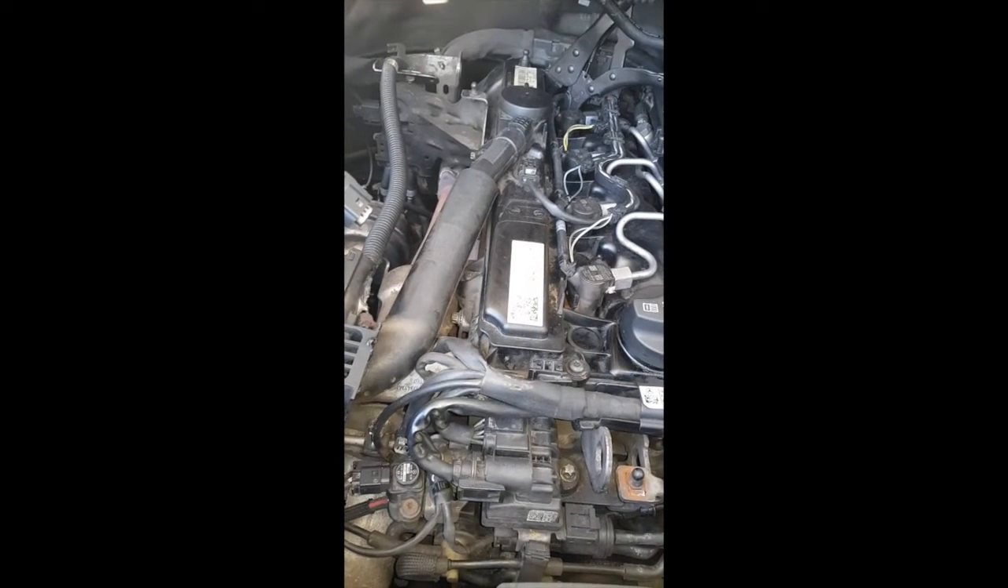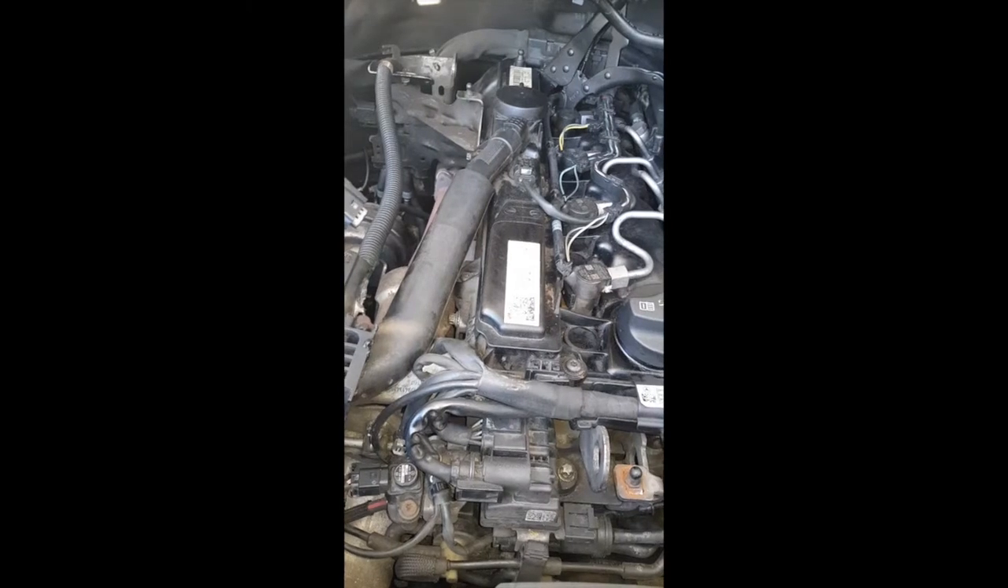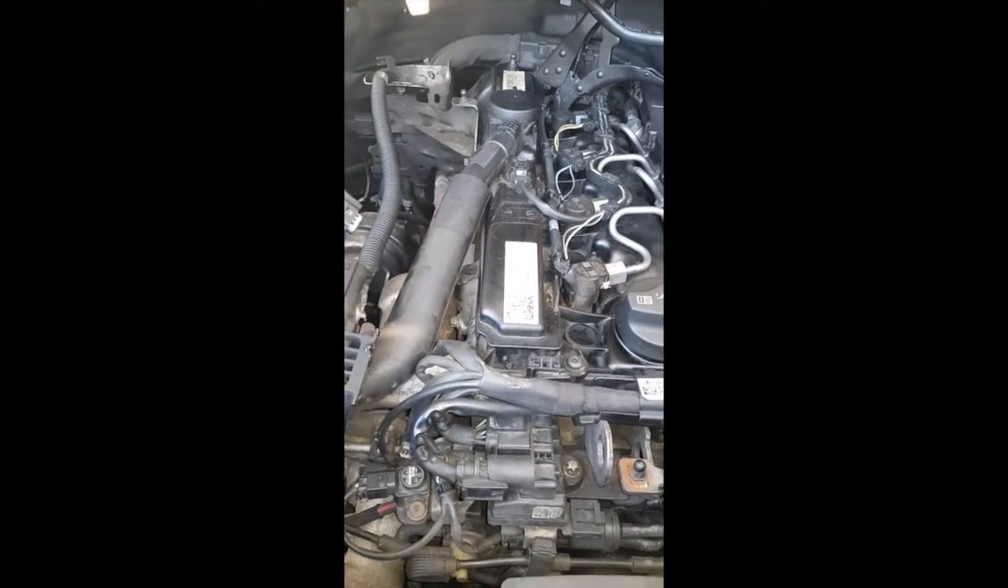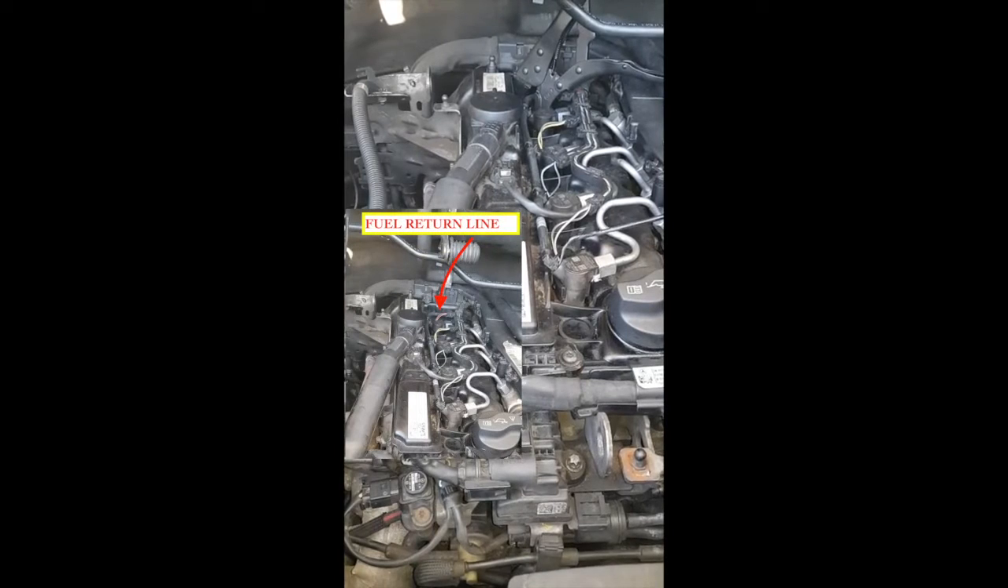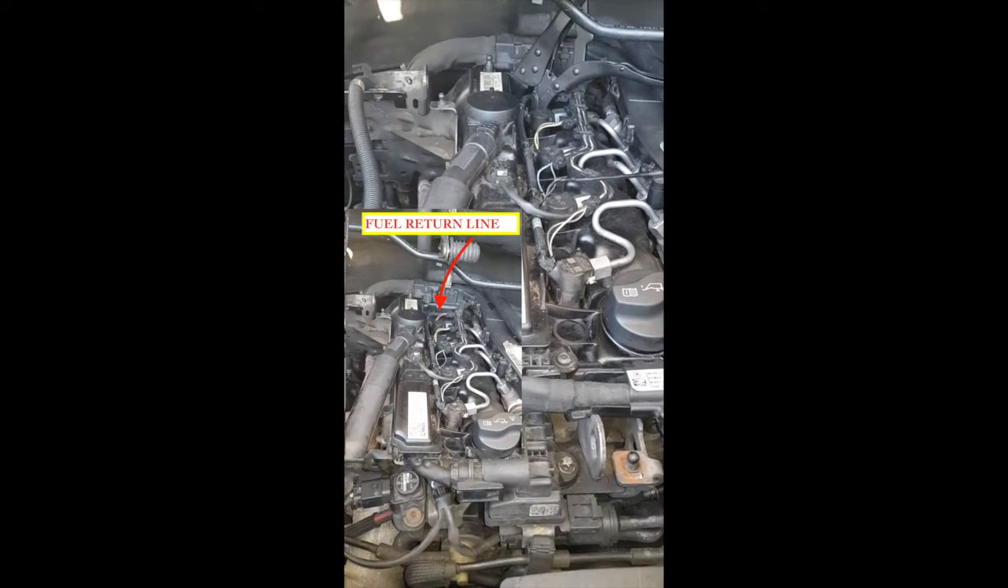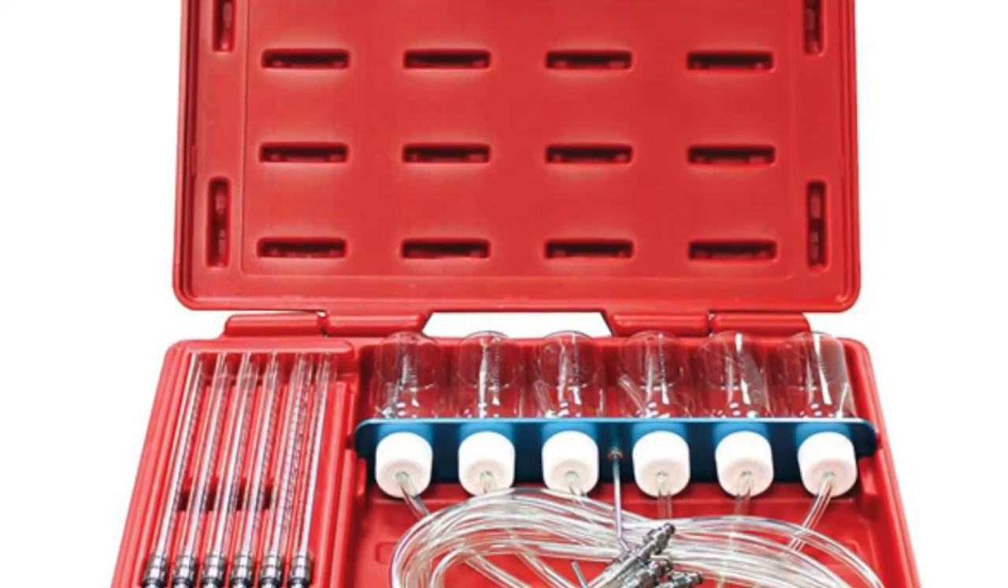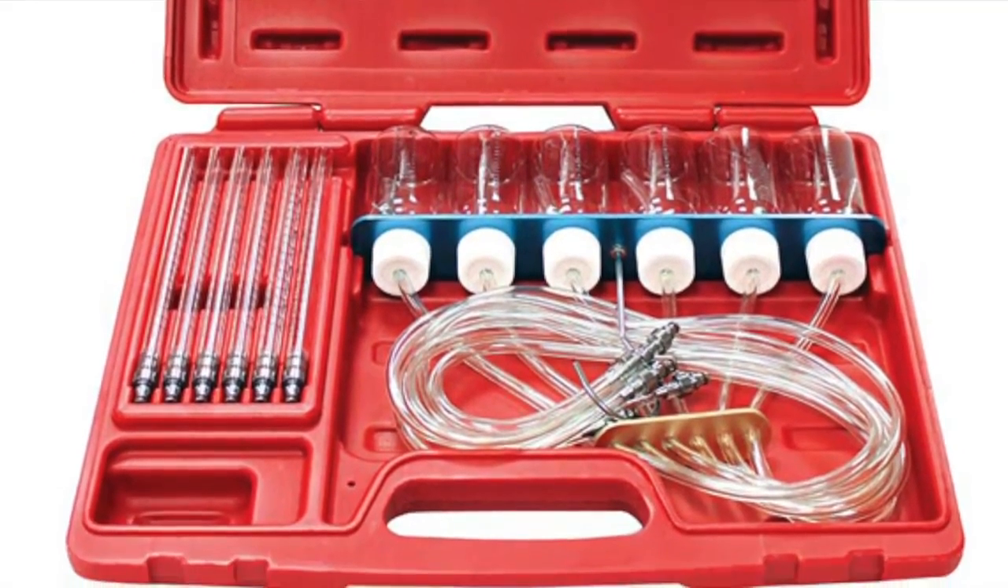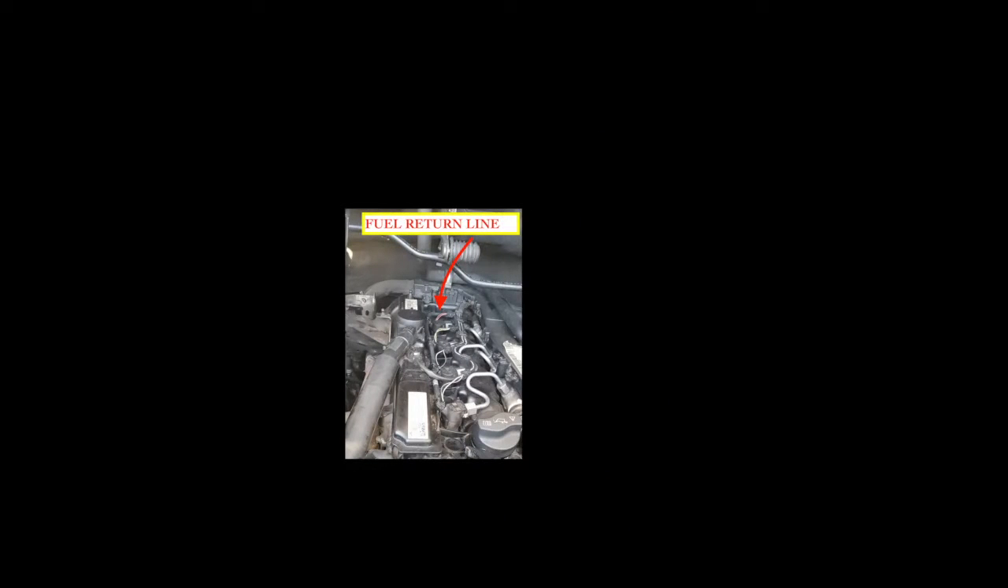We'll block the return line, the one that takes the fuel back to the tank, then connect the actual fuel test bottles and see how much fuel we get from each injector. If you have faulty injectors that return so much fuel back to the tank, that will make the pressure drop and trigger the code P0087. So we're going to do that test first and see how it goes.